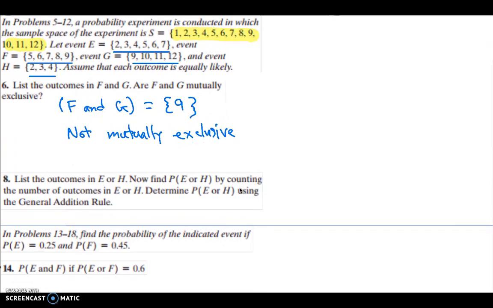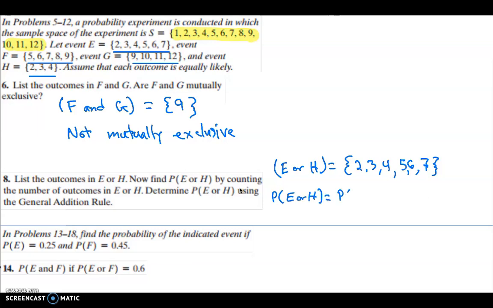Okay, so let's look at E or H. Or means it just has to be in one or the other. So E or H is going to be the set, and H is 2, 3, 4. And then E has 2, 3, 4 as well, but also 5, 6, and 7. So definitely not disjoint. So we want to know the probability of E or H.